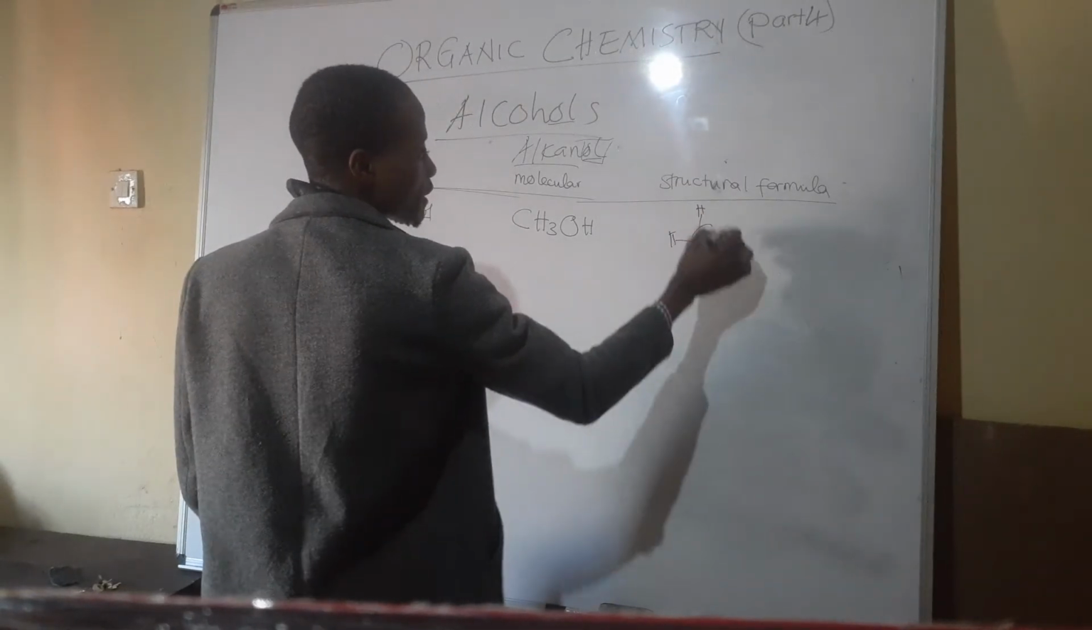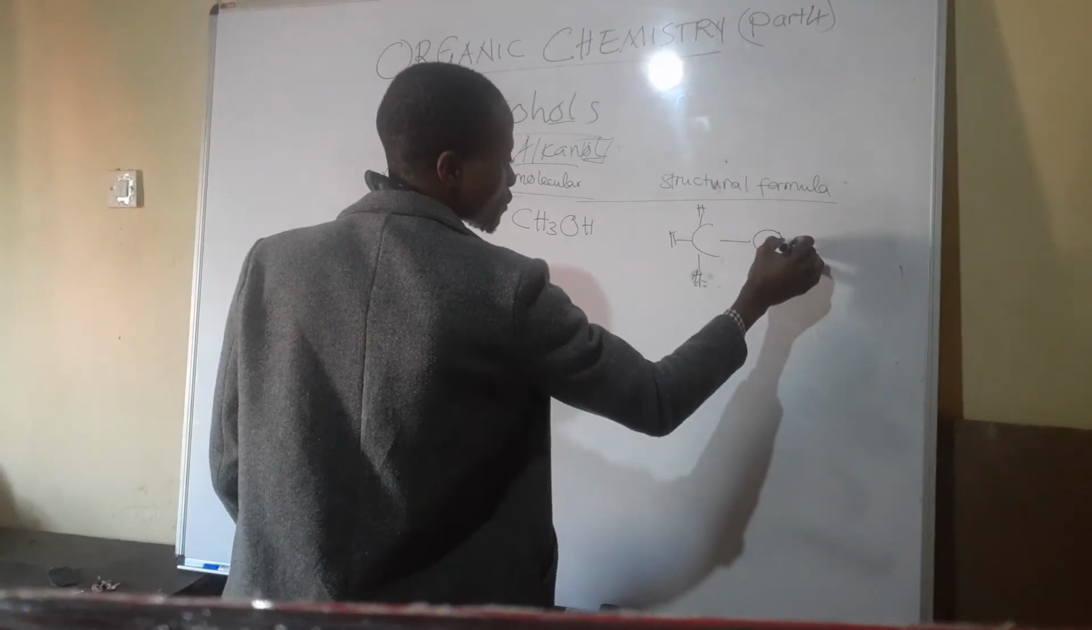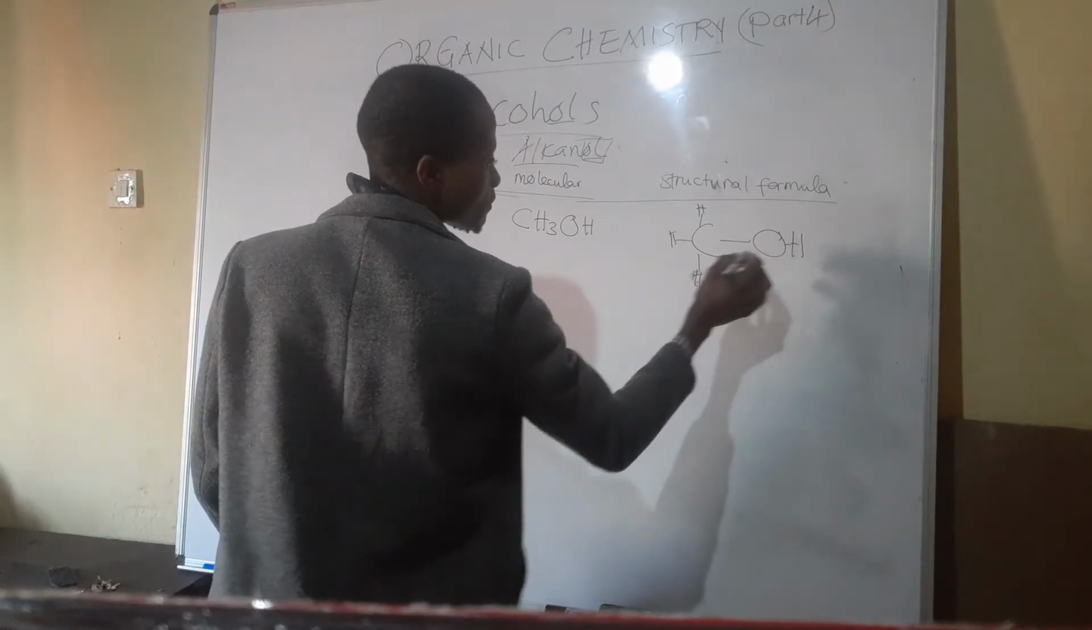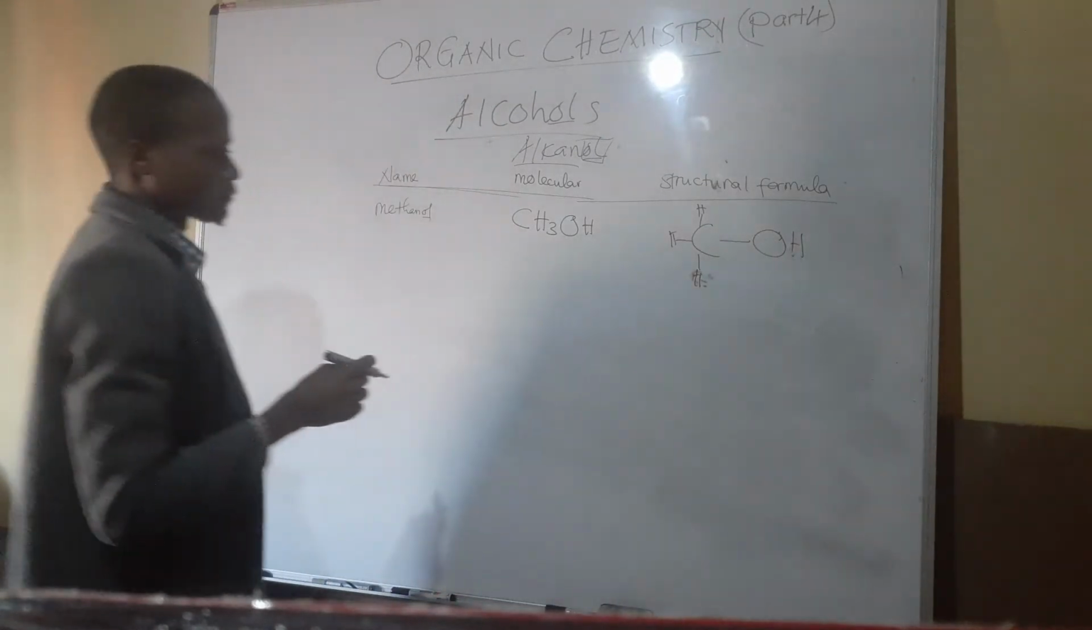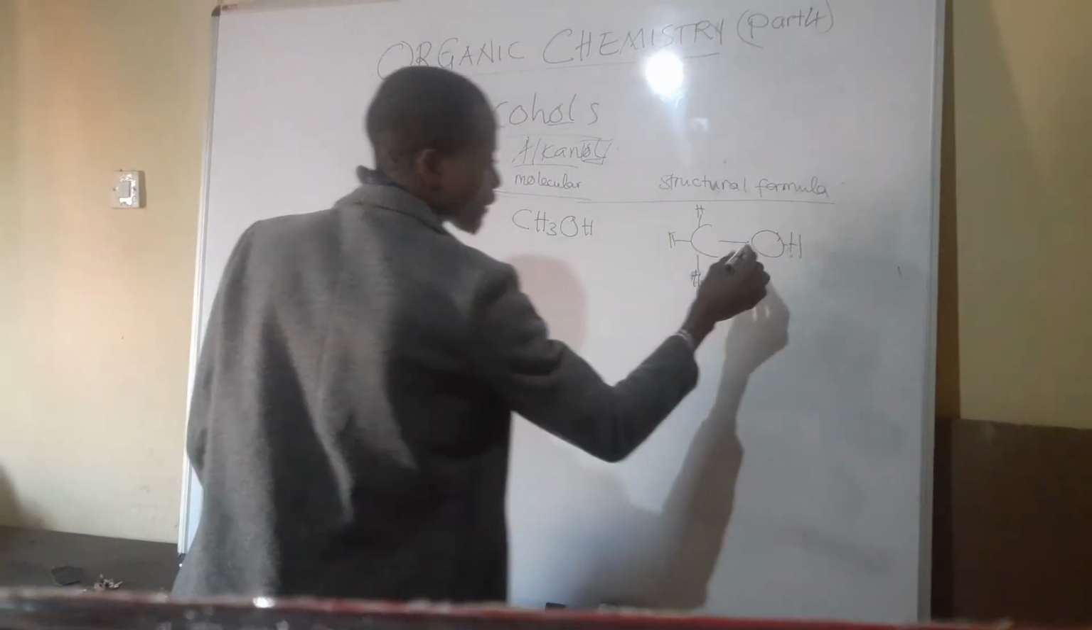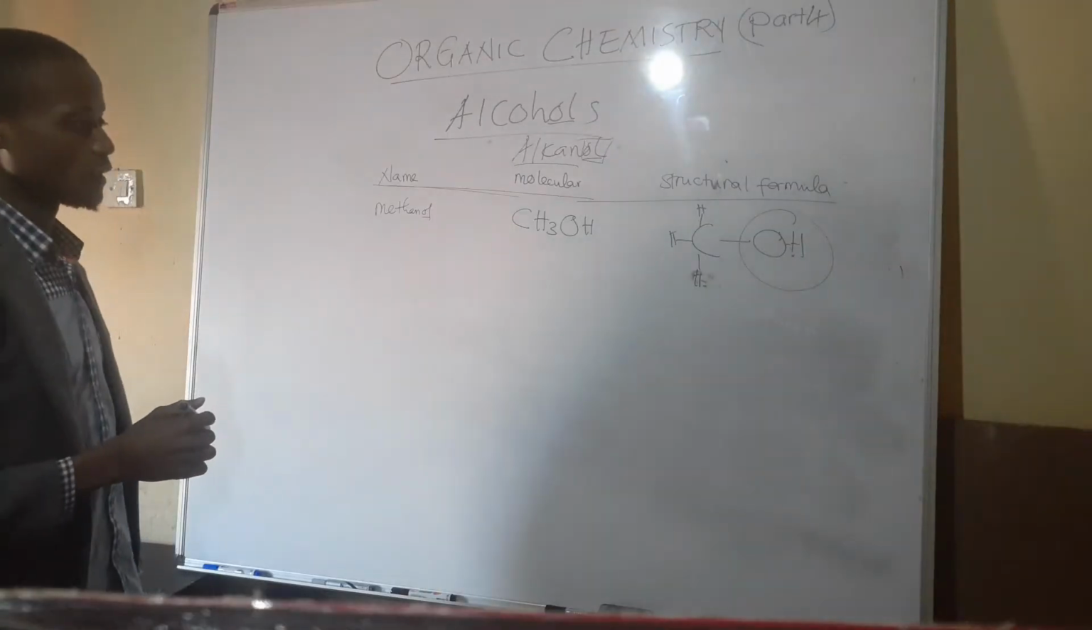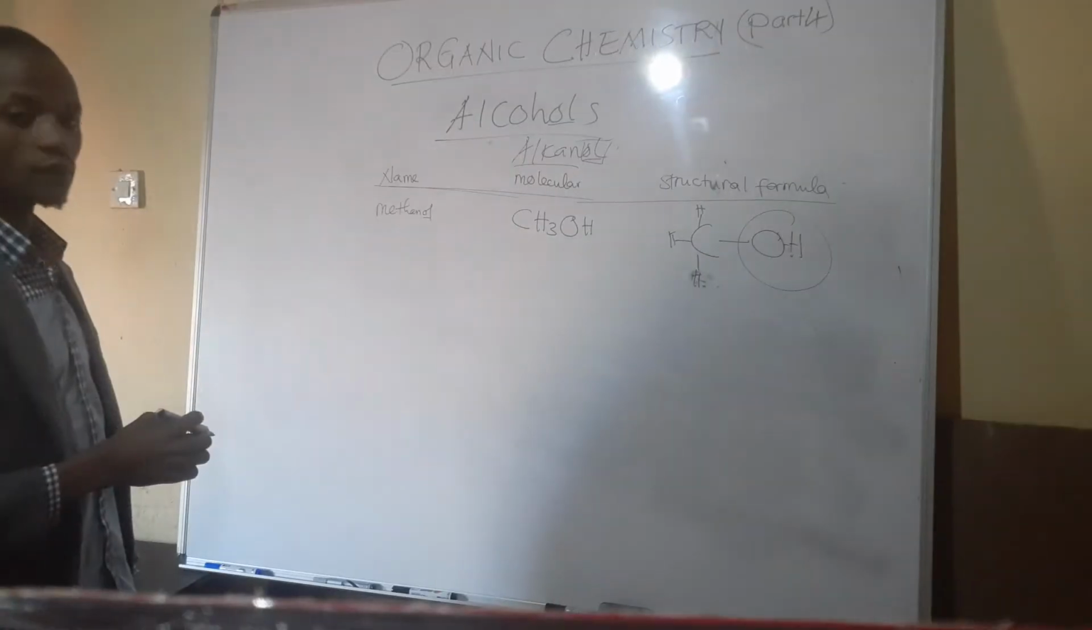The structural formula is C, and you remember carbon must form 4 bonds. The 3 hydrogens are here, then the other one is the functional group, which is the OH. Put the bond there again. As I said earlier, the OH is the functional group for these alcohols.